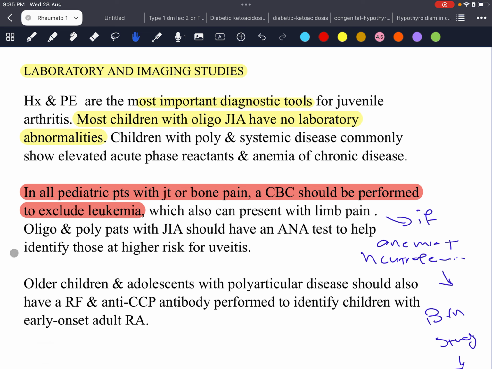Here we are talking about the laboratory and imaging studies. The diagnosis is made by history and examination, and then investigations may follow, as simple as a CBC. It's important to exclude leukemia, because the child is admitted with a low-grade fever and bone or joint pain, and this is an unusual presentation of leukemia.